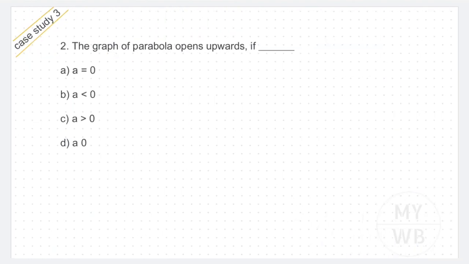The graph of parabola opens upwards if, okay, the graph of a quadratic polynomial will be open upwards when a, which is the coefficient of x square term, is greater than 0. So option C is the correct answer. The parabola will be facing downwards if a is less than 0.